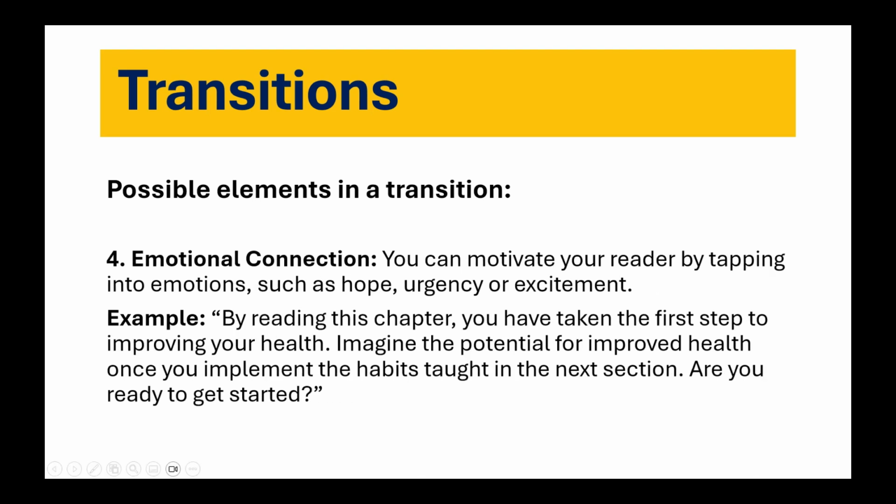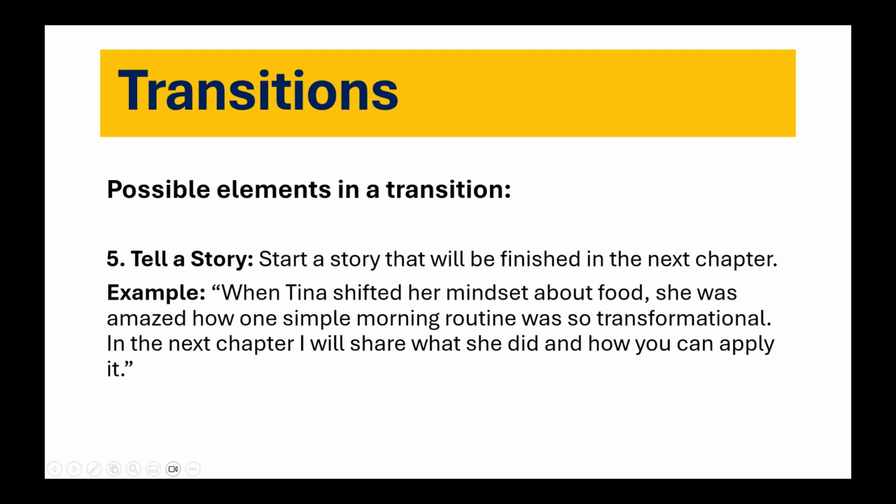Number 4 is emotional connection. You can motivate your reader by, again, tapping into their emotions, such as hope, urgency, excitement, their pain point. And an example of this is, by reading this chapter, you have taken the first step to improving your health. Imagine the potential for improved health once you implement the habits taught in the next section. Are you ready to get started? So you see how it's taking your reader, it's pushing them to turn the page so that they can take that next step.